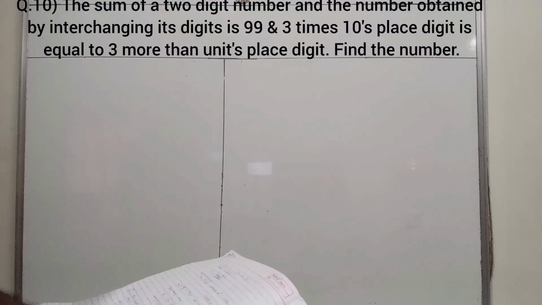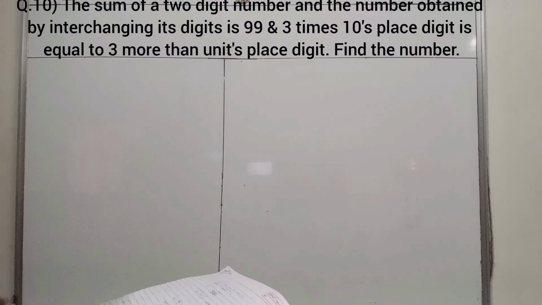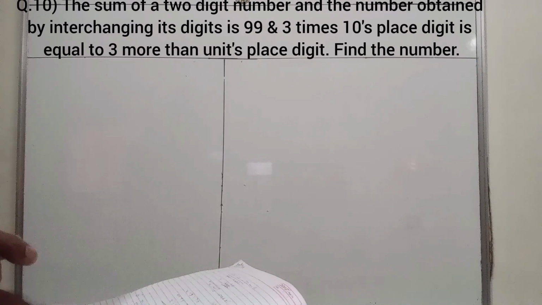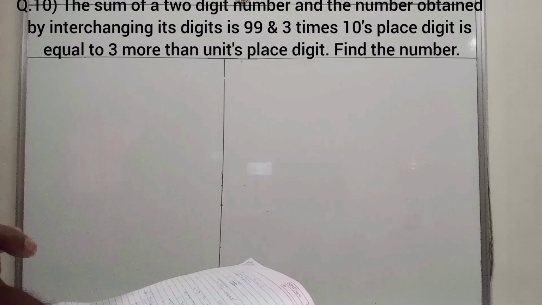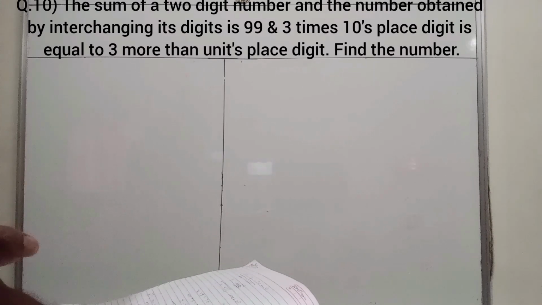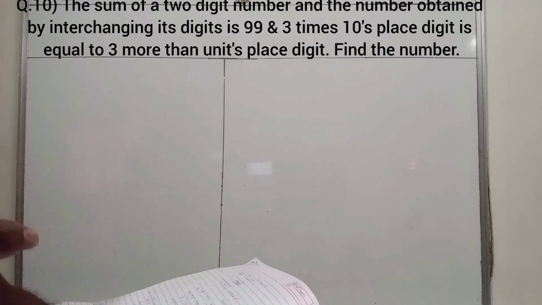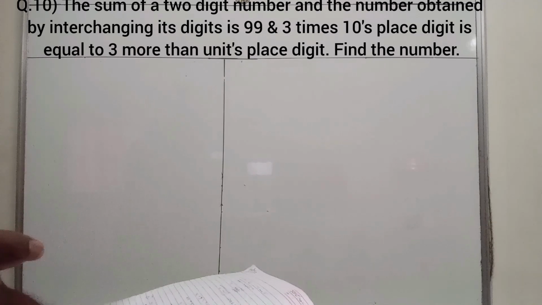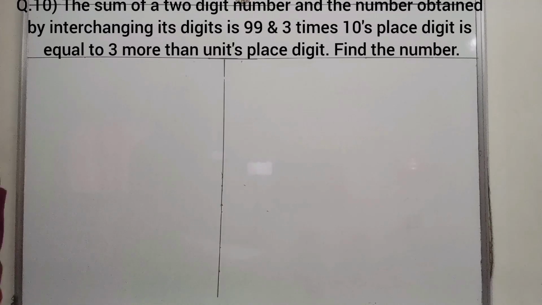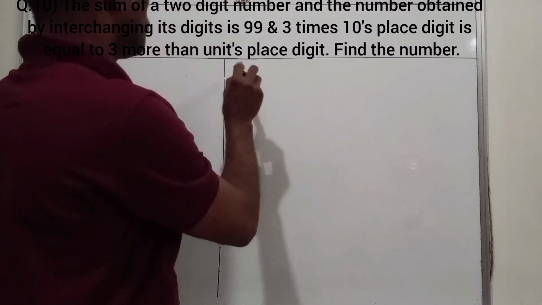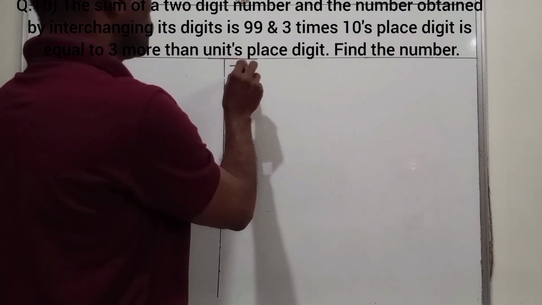Example number 10. The sum of the two-digit number and the number obtained by interchanging the digits is 99, and 3 times the tens place digit is equal to 3 more than the units place digit. Then find the two-digit number. See here.